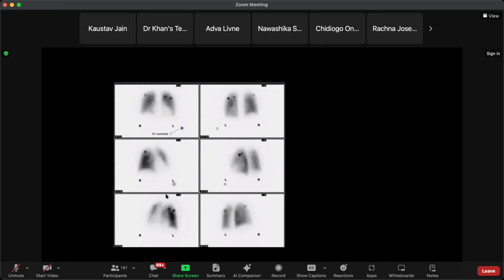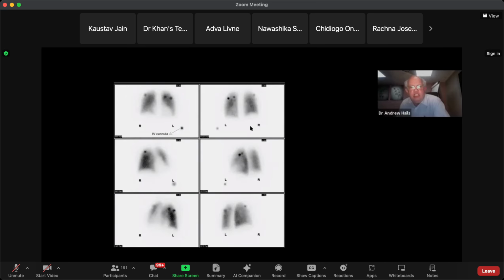Okay. And just to show this, which is a feature you get sometimes: if you've given an injection of macroaggregated albumin for a perfusion scan, you've drawn a bit of blood back in the syringe just to make sure you're in, and then you inject the patient, you get hot emboli like this. So it's a poor injection technique.